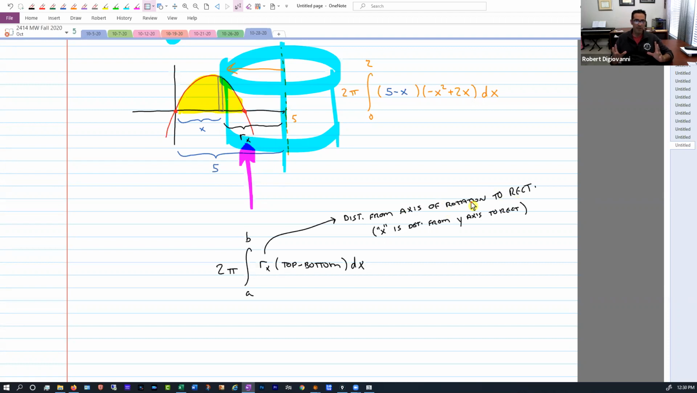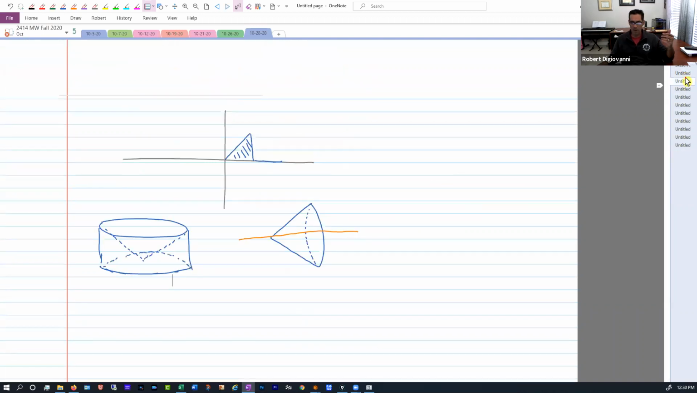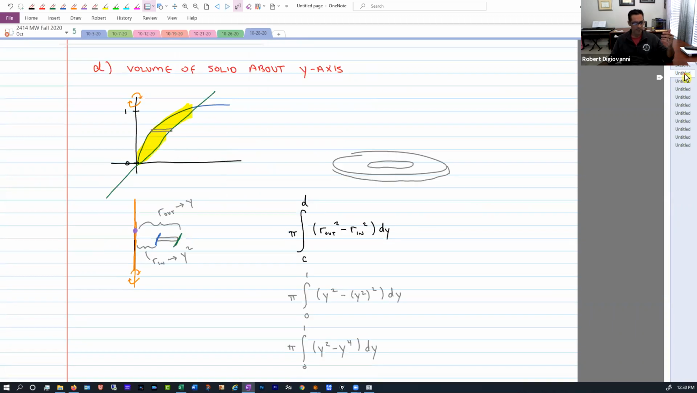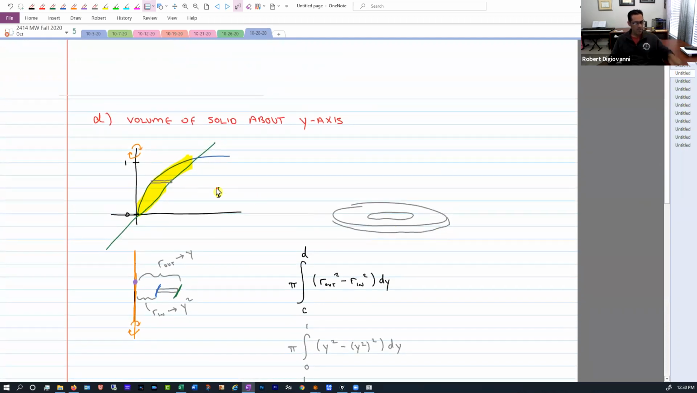That's a majority of 7.2. Along with 7.3, it is not in your homework. Section 7.3 is called shells. I've just blended shells into 7.2. So when you do your homework for 7.2, you are free to do any method you want. For example, if we go back up to this problem right here, remember this problem, part D of this problem?